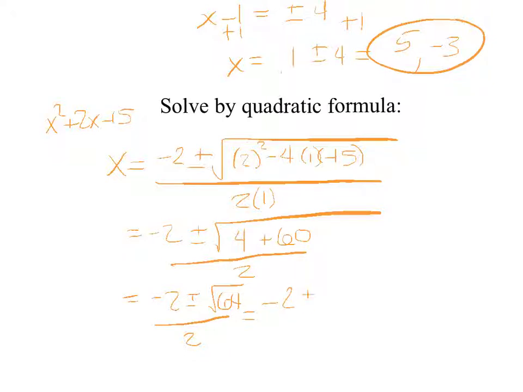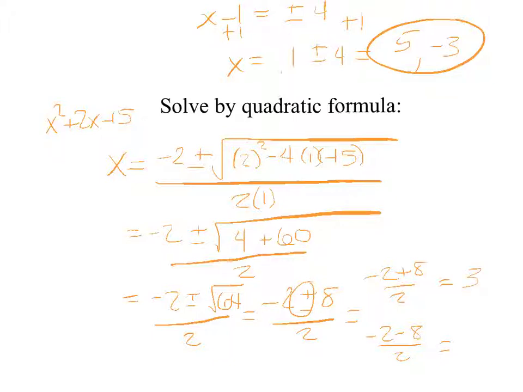Negative 2 plus or minus the square root of 64, which is 8, over 2. So we have negative 2 plus 8 divided by 2, and we have negative 2 minus 8 divided by 2. Remember, that plus or minus sign is just saying you're splitting up into a positive and a negative. So we have two problems now. Here's where we get our two answers. Negative 2 plus 8 is 6. Divided by 2 is 3.